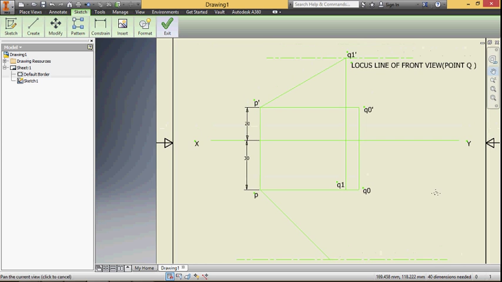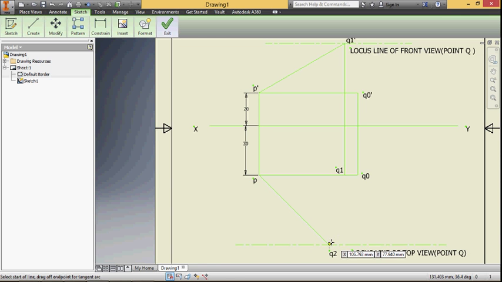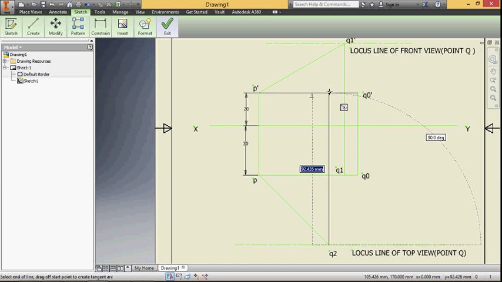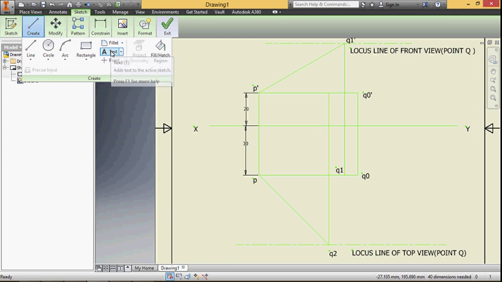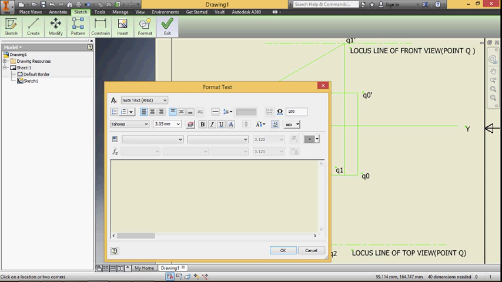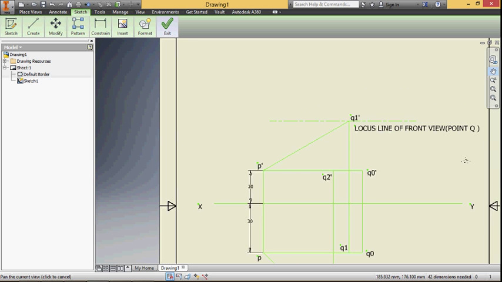Once you get the point Q2, project the point Q2 to P dash Q0 dash. That point is represented as Q2 dash. So this is the construction, and check all the values.